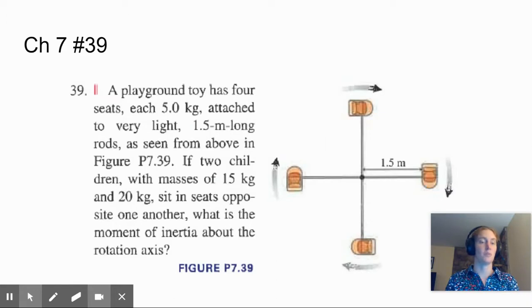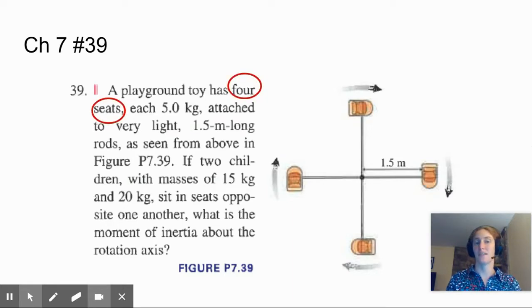Now I want you to do number 39. A playground toy has 4 seats, each of which are 5 kilograms, attached to very light 1.5 meter long rods, as seen from above in that figure. If 2 children with masses of 15 kilograms and 20 kilograms sit in seats opposite one another, what is the moment of inertia about the rotation axis? Go ahead and pause and do it.